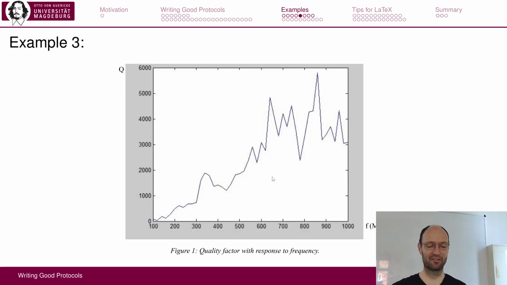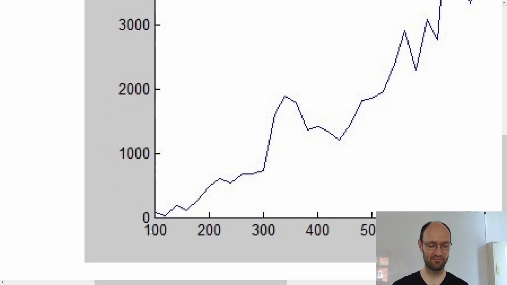Okay. So then I have a third example related to style. What's the problem here? Or what are the problems here? Because it's not just one. It's a screenshot. It's a screenshot from MATLAB because you can see it from the gray background. And it's a raster graphic.